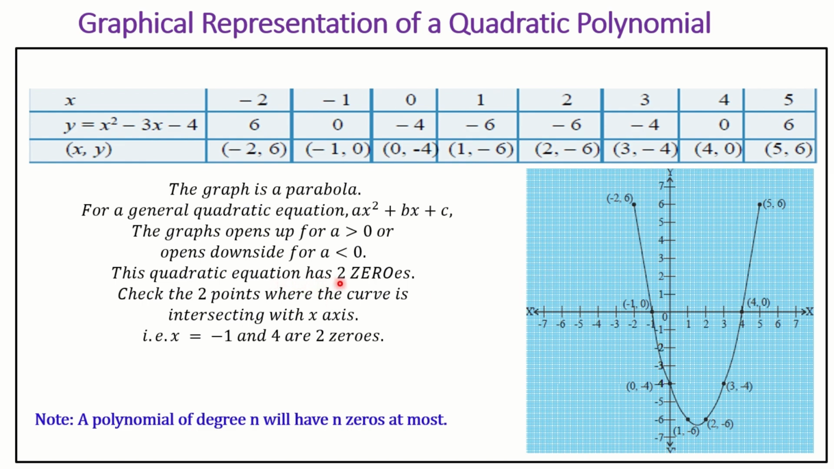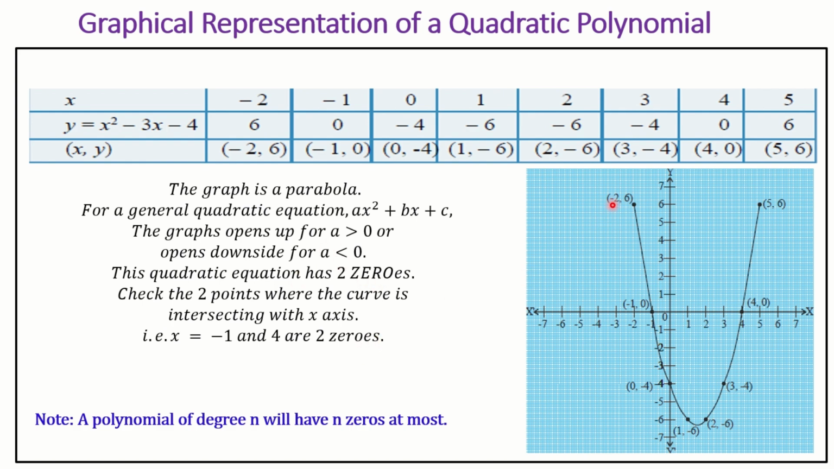A quadratic equation has two zeros. This given quadratic has two zeros because it is intersecting with the x-axis at 2 points, minus 1 comma 0 as well as 4 comma 0. So at minus 1 and 4, y is equal to 0, that is, the polynomial value is 0. So minus 1 and 4 are the two zeros of this polynomial.